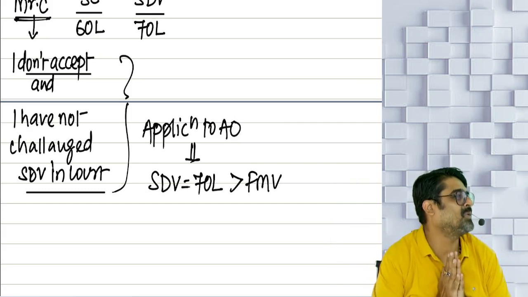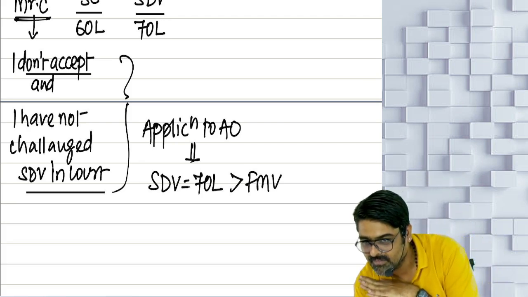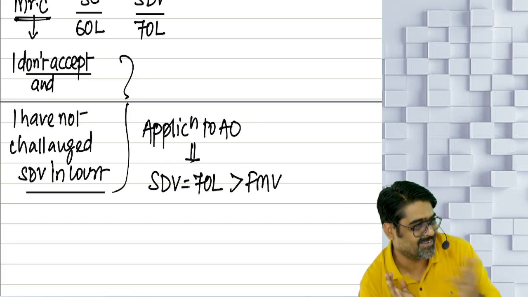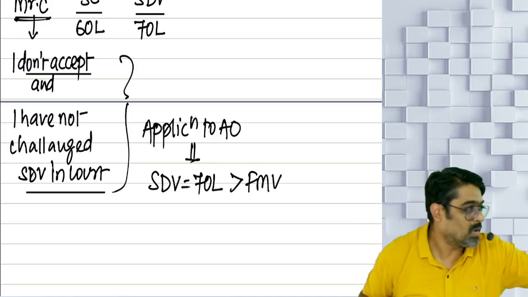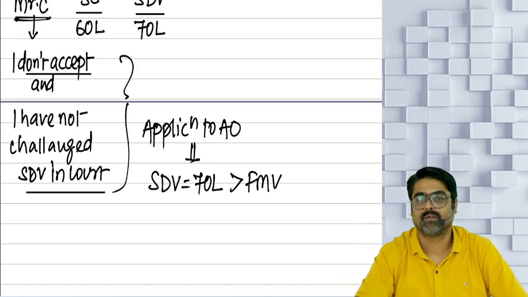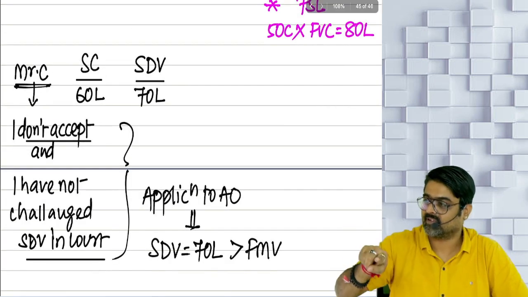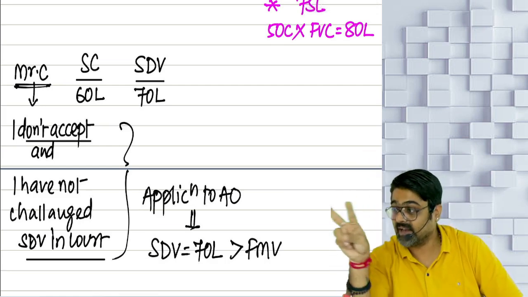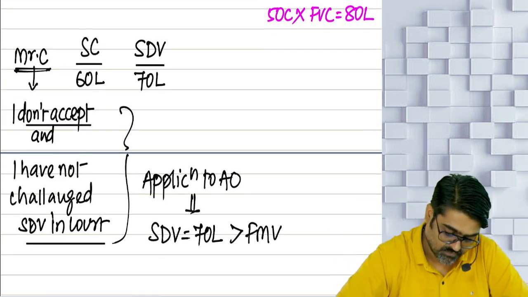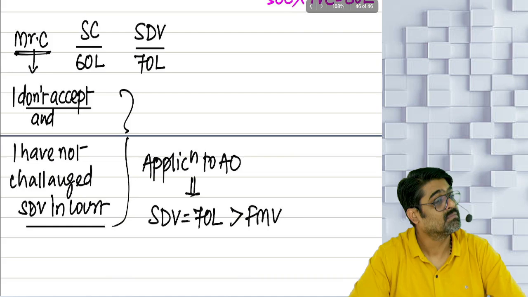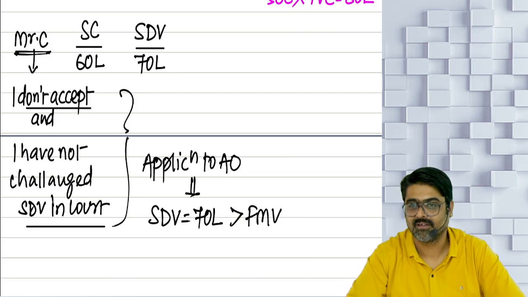Sir, request you not to take this stamp duty value, sir. Who is saying this? AO, no? Or assessee? To whom? What is he saying? Don't take this stamp duty value as my full value of consideration, even if the consideration is less and the stamp duty value is more, even if the difference is more than 10%. Please don't take this stamp duty value because I don't accept it. Oh, so you have challenged. No, mother swear I have not challenged in the court also.